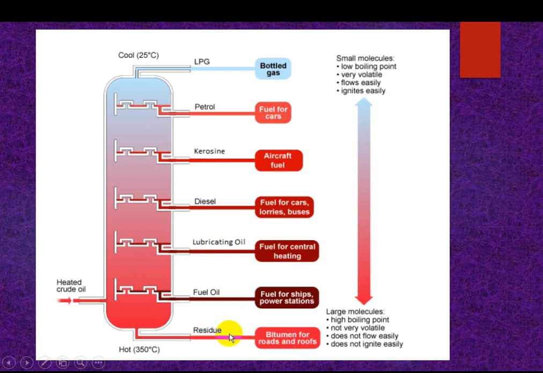This fraction above 350 is called fuel oil. This fraction, 250 to 350, is called lubricating oil. The diesel fraction is 220 to 250 degrees Celsius, kerosene is 150 to 240, and petrol is 70 to 150. Look, this is at the bottom.